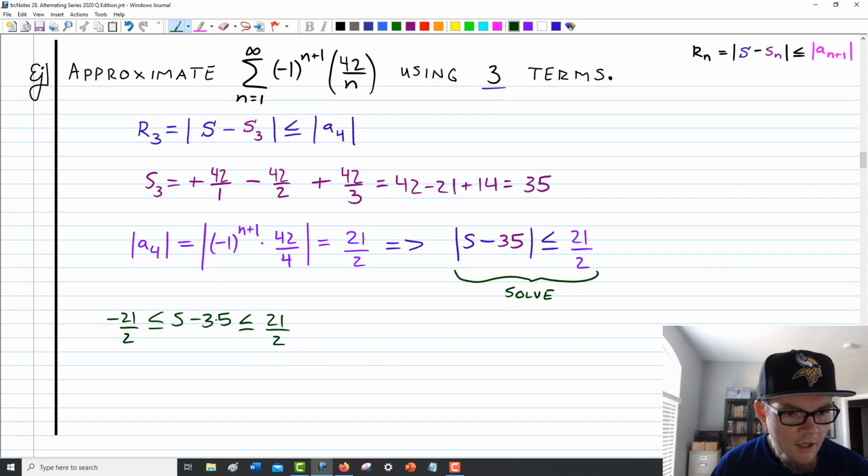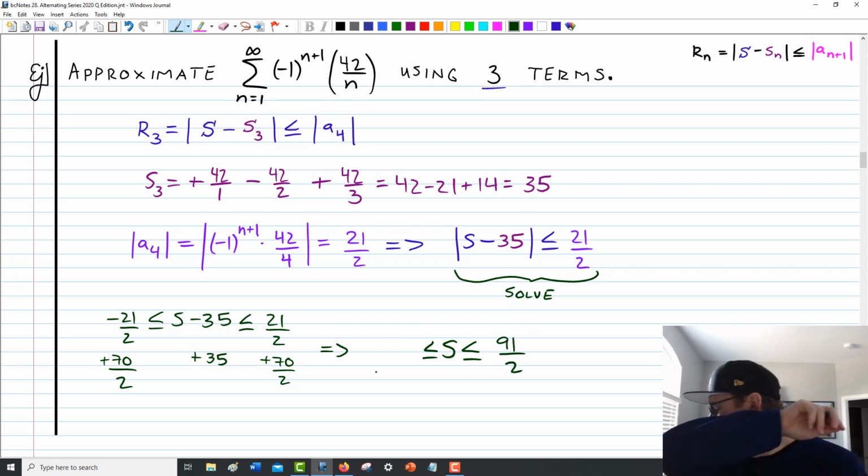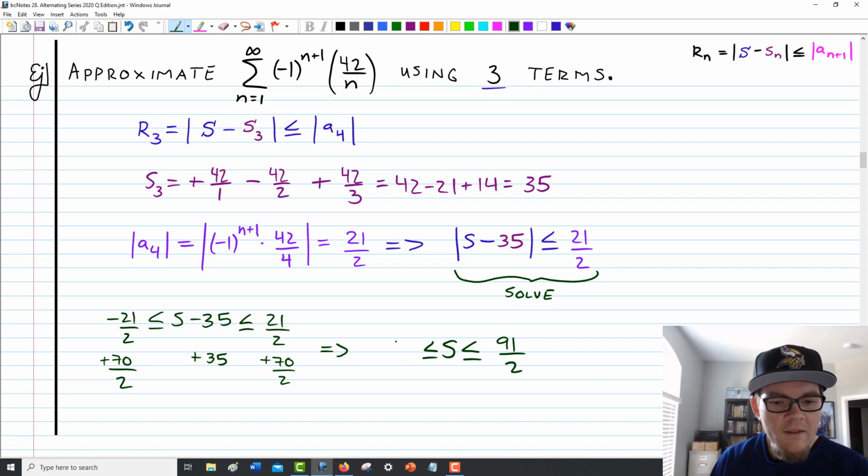But anyway, from here, I then want to add 35 to all three sections. Of course, I'll point out that 35 is the same thing as 70 over 2. So I'm going to add 70 over 2 to all of these. When I do, that gives me an inequality with s at its center. We know the value of s is somewhere between 70 over 2 plus 21 over 2, which is going to be 91 over 2, and then on the other side we'll have 49 over 2. Pretty sure that's, let's see, 70 minus 21, yep.